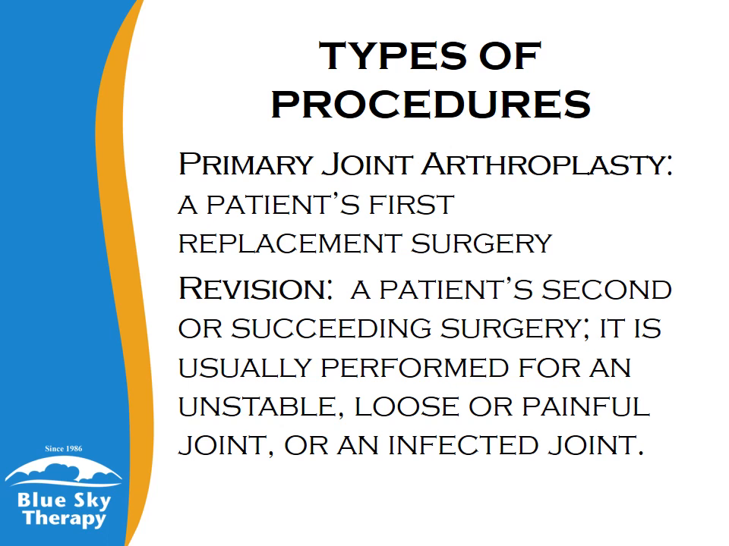Primary joint arthroplasties are a patient's first replacement surgery, and a revision is any succeeding or second surgery, and is usually performed for an unstable, loose, or painful joint, or an infected joint.